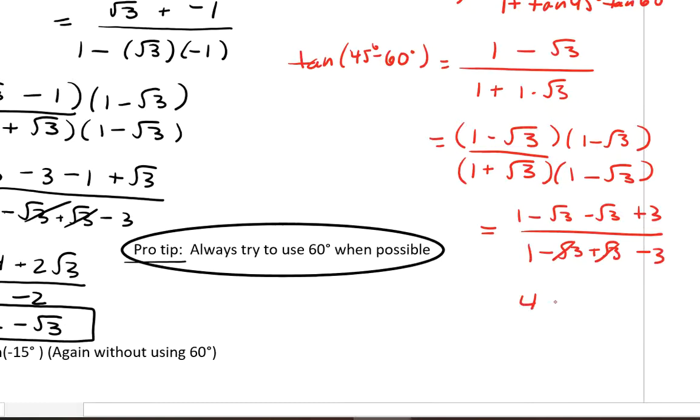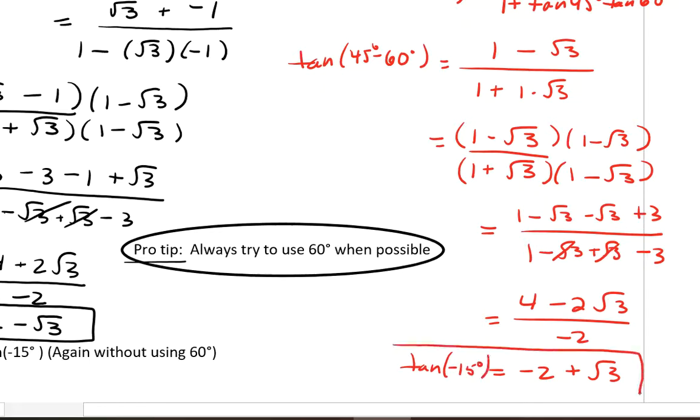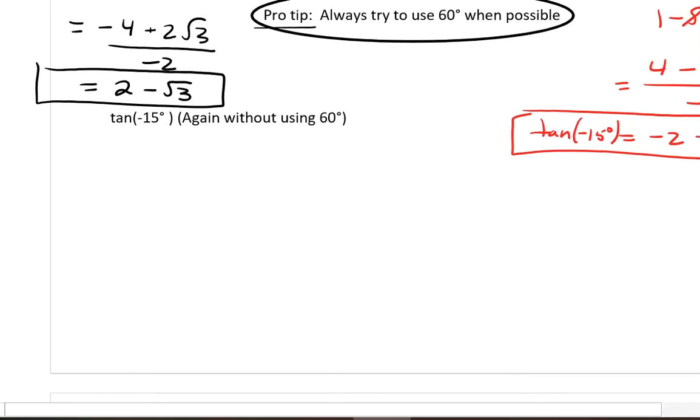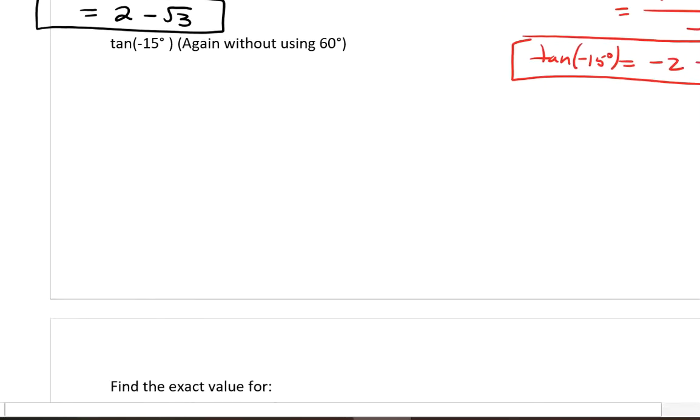This time I have 4 minus 2 root 3 over negative 2. That is negative 2 plus root 3. So that's tangent of negative 15 degrees. Now, on the bottom of this page, it says, I want you to do tangent of negative 15 again, but this time without using 60 degrees. The reason why we're going to go through the same problem is I want you to see the difference of when you use 30 degrees in it.